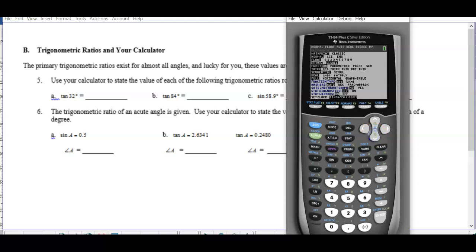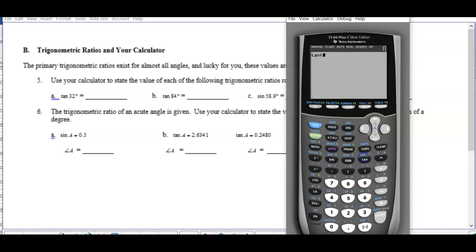Mine is already on degrees, it's selected, but if you have a cleared calculator at some point, then it's going to be in radians. So go to degree and just press enter on it so that it's selected, it's darker. Okay, so now you can quit out of that second mode.